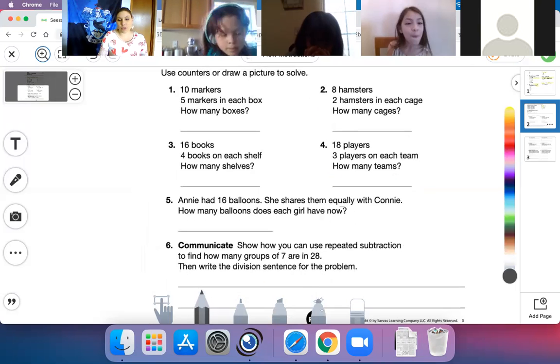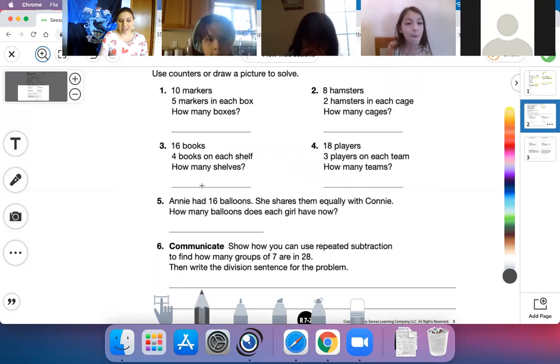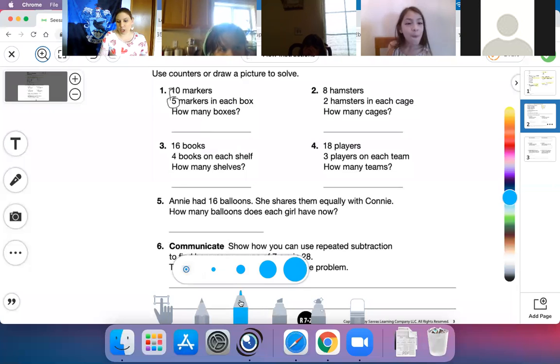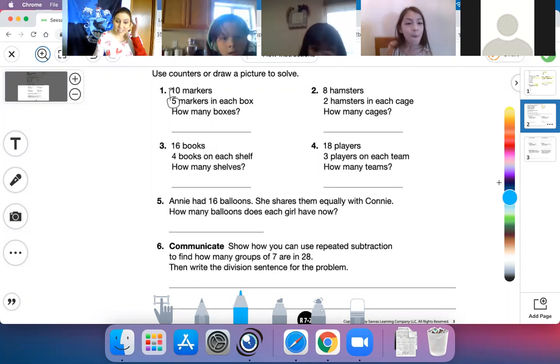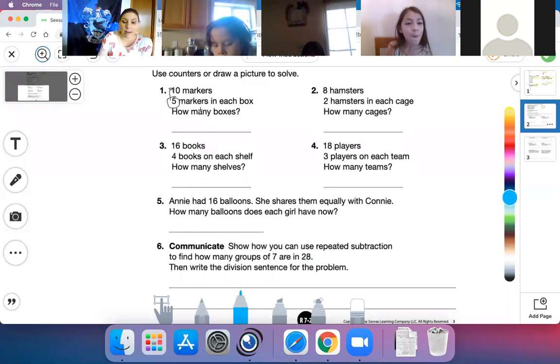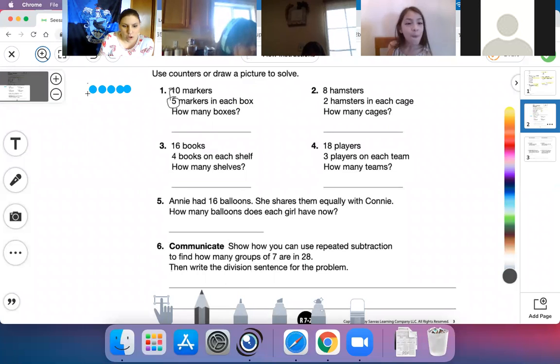So today, as we work through our division, we're going to be drawing pictures again like last time, but we're going to be thinking about how we subtract to figure out how many times our smaller number fits into our bigger number. So here it says we have 10 markers and there are 5 markers in each box. How many boxes are there? I'm going to use my little marker tool and the middle dot, just like yesterday, making really simple pictures. I'm starting with 10, but I know there's 5 in each box. So here's 1, 2, 3, 4, 5. That's 1 box, right?